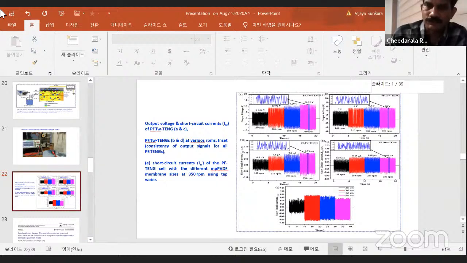You can see we generated up to 20 volts from 1.1 volts. So as the speed of the water passing through the electrode increases, the generation of the output voltage is also very high. This is the evidence we published in the Journal of Nano Energy.